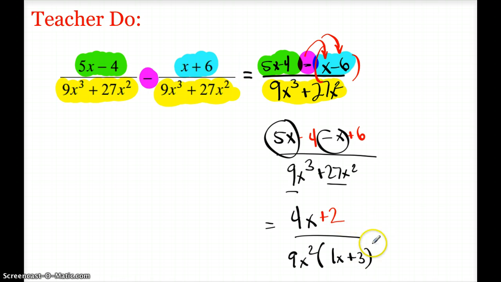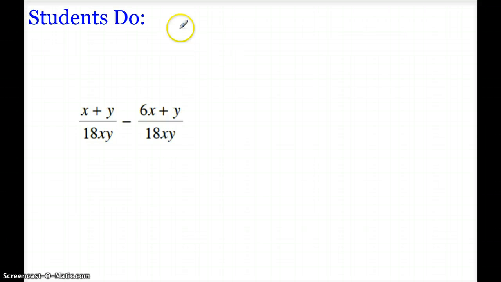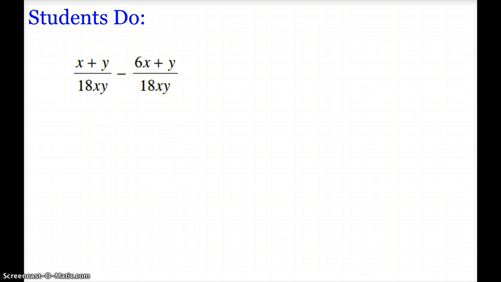That's good. Okay. Here in the numerator, I can reduce that into 2 times 2x plus 1. And you know what? I thought it was going to cancel. I was wrong. 9x squared, x plus 3. That's okay. We can leave it like that. Okay. Students do the same thing here. Be careful. You have to distribute this negative here to everything in the second term.